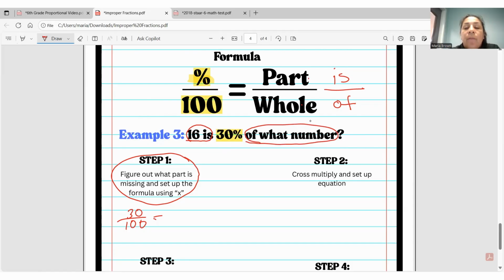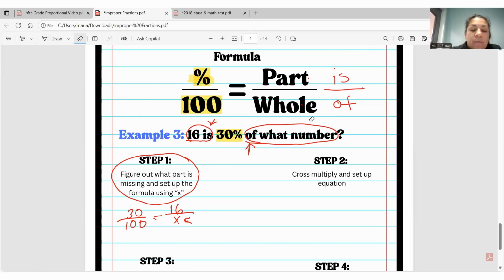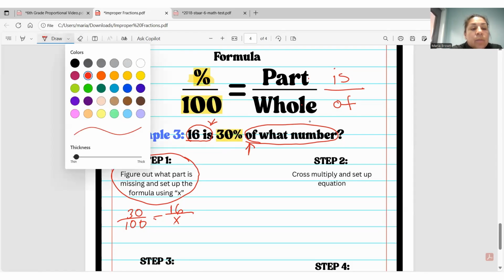So we have the part. Here's the key word, "is." 16 is what percent out of the whole? So we are looking for the whole. Okay, and my keyword is "of." That's how I know I'm looking for my whole. Okay, so now that I have 16 over x, and we know that we're looking for the whole, that's why I put x there, I can go ahead and cross multiply.